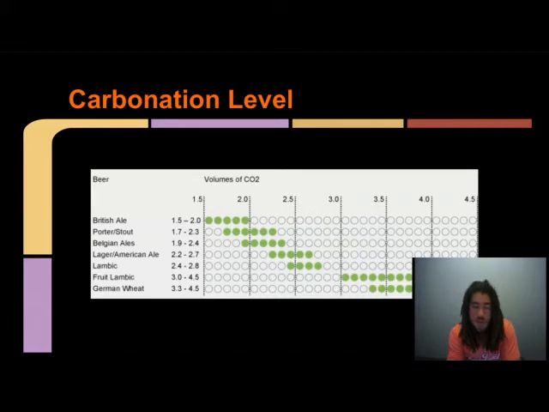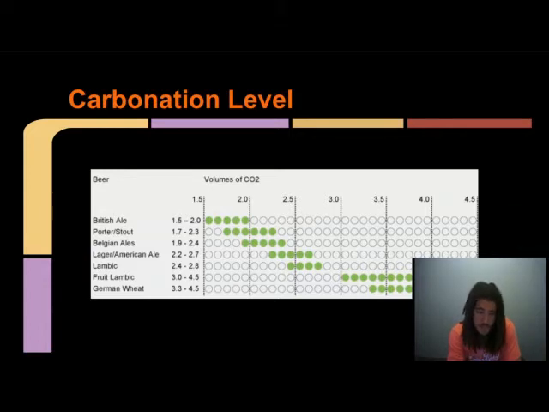So it's essentially a still product. Porters and stouts, you're going a little bit higher, in that 1.7 to 2.3, 2.4 range. Belgian ales tend to be a little bit higher. You're talking about your singles, your doubles, your triples. Those are going to be 2 to 2.4, 2.5. Once you get to lager and American ales, you get a little bit higher. Pale ales are probably about 2.3 to 2.5. Your lager and American ales are going to be anywhere between 2.3 and 2.7.